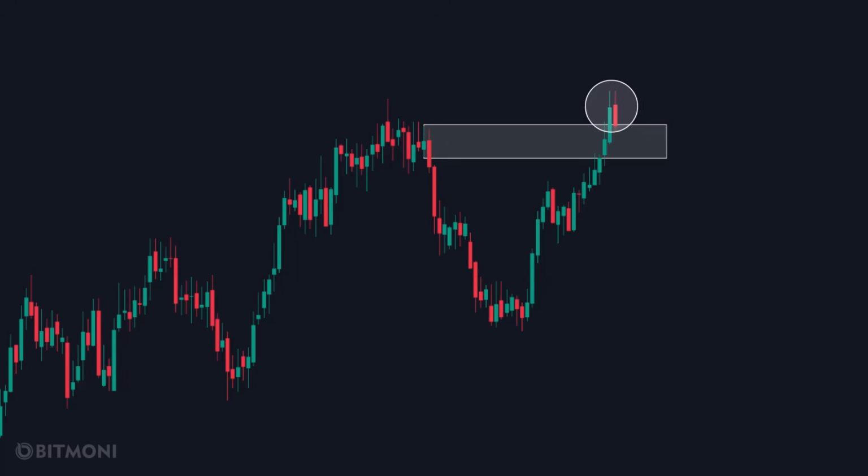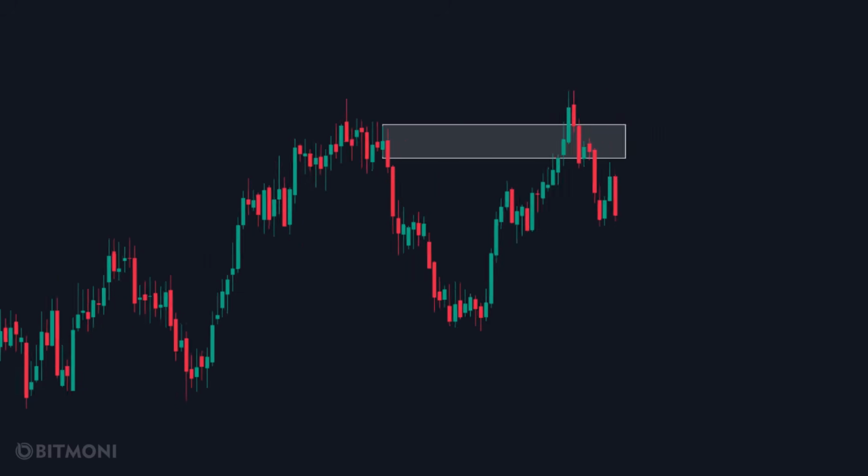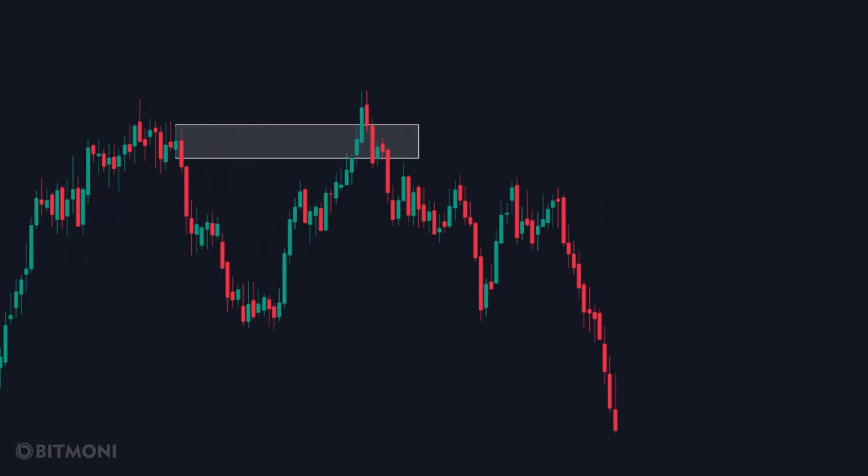This action traps retail traders who think a breakout has happened and triggers stop losses of early sellers. The sudden influx of buyers provides the necessary liquidity for institutions to fill their orders. And when they have generated enough liquidity, they will push price downwards in its original direction.